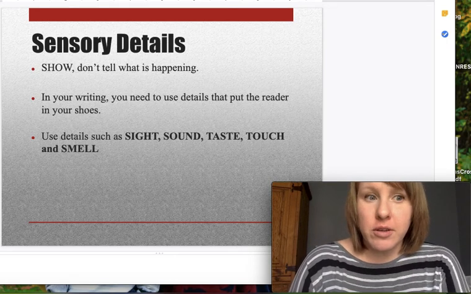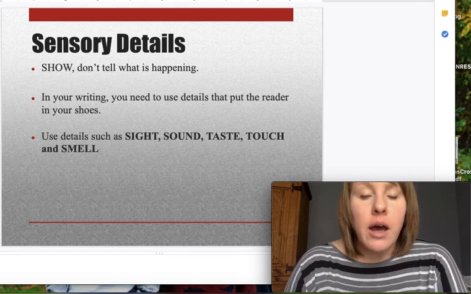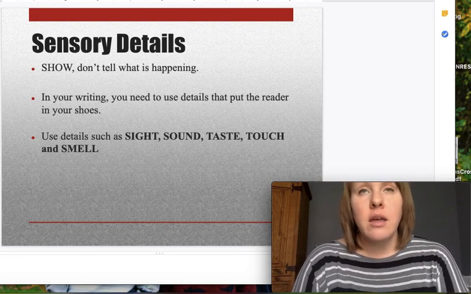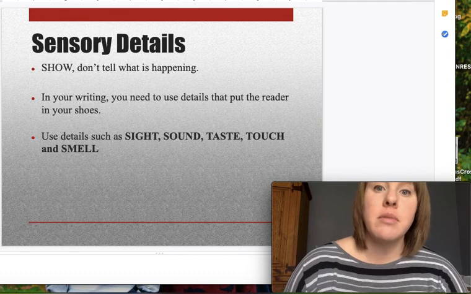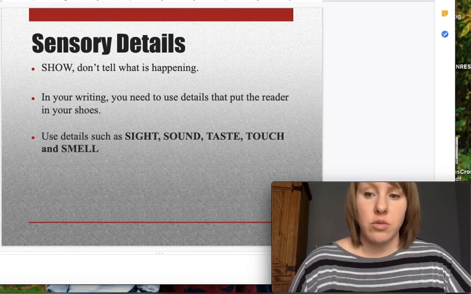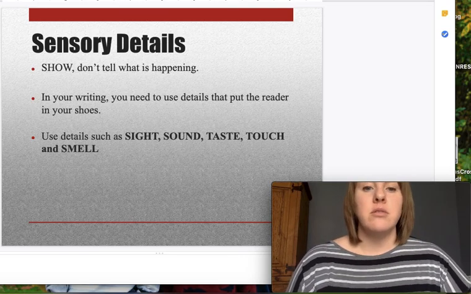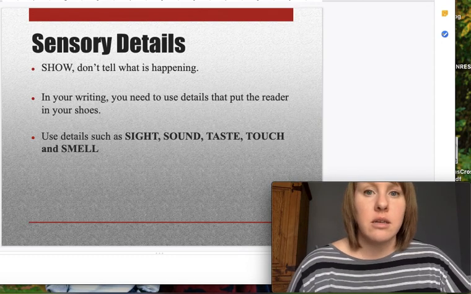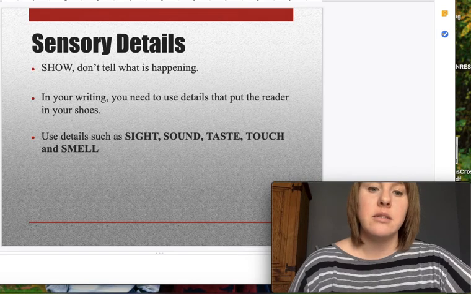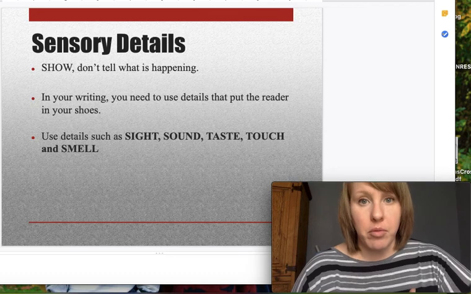I wanted to do a little mini lesson with you on sensory details. We're going to be working with narrative writing, and narrative writing is writing a story about something true that happened to you and being able to tell that story so that it feels like you're reading something that's fiction. A lot of times you do that with sensory details, and sensory details is using those five senses. So if you think, it is sight, sound, taste, touch, and smell, and your goal is to make your reader feel like they were in that moment with you.